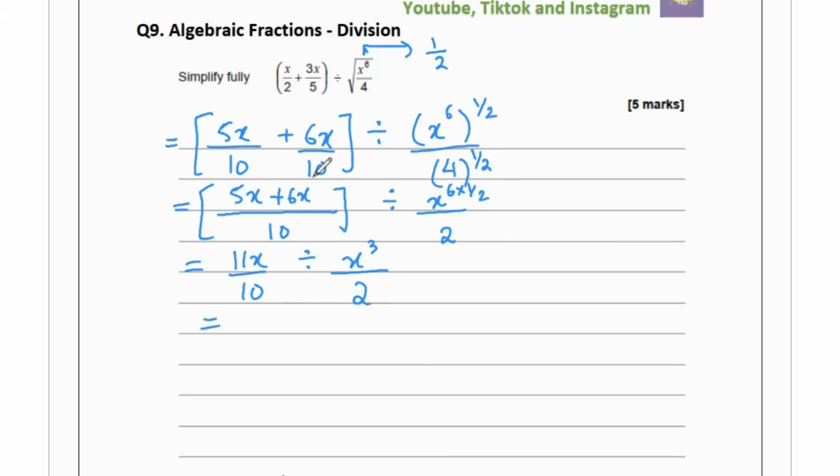Now, when we're dividing fractions, what we do is we change the division into multiplication and take the reciprocal of the second fraction, which means it's going to be 2 over x cubed. We basically flip the second fraction, swapping the numerator with the denominator. So now it's 22x over 10x cubed. We can simplify this. 22 and 10 come in the 2 times table, so it's going to be 11. X over x cubed gives us x squared over here. So 11 over 5x squared is your answer.